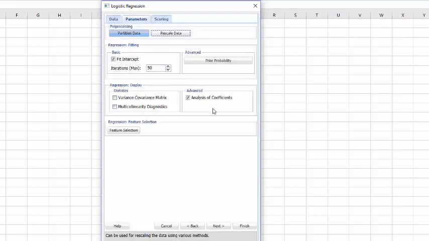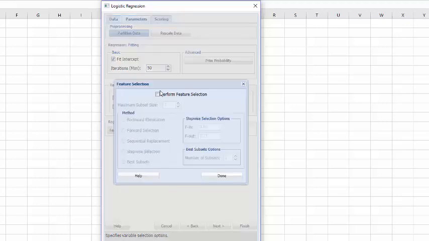We also have here the feature selection. This is when I have many independent variables, and I may decide to select either backward, forward, stepwise, or best subset to have the best logistic regression.